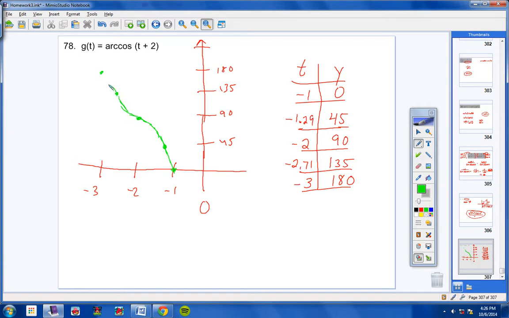On a test or a quiz, would I expect you to remember there's a curve in it? Yes, I would. And that's just because you should be very familiar with the cosine or the arc cosine function graphs, okay? But yes, I would expect you to know that, okay? But anyways, that's how you graph that, okay?